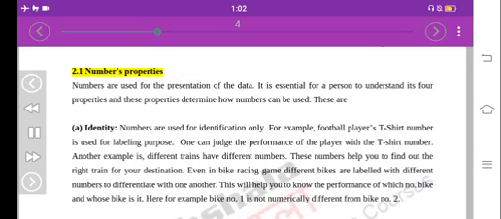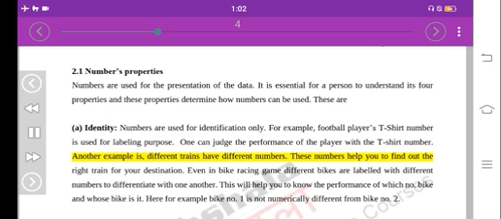2.1 Number properties. Numbers are used for the presentation of the data. It is essential for a person to understand its 4 properties, and these properties determine how numbers can be used. These are: A. Identity. Numbers are used for identification only. For example, a football player's t-shirt number is used for labeling purposes. One cannot judge the performance of the player with the t-shirt number.